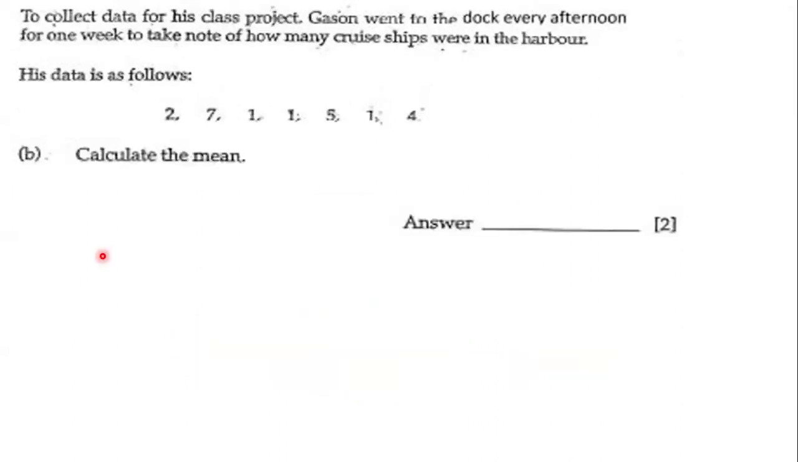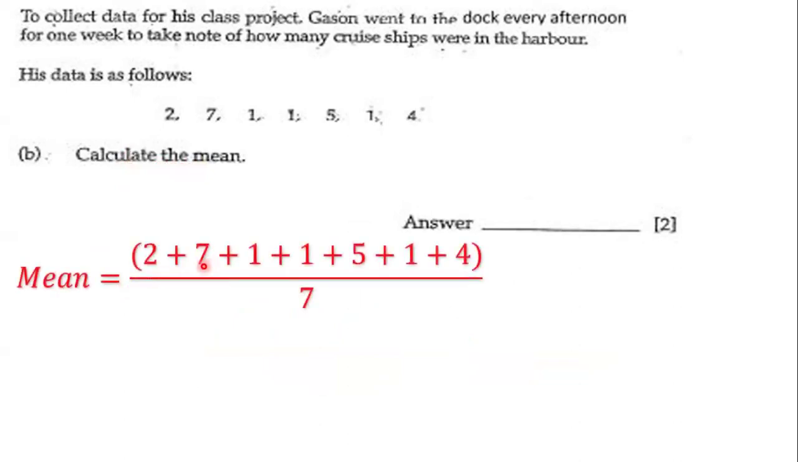Next, we need to calculate the mean. Now the mean is the average. So we're going to add up all of the values in our data set: 2, 7, 1, 1, 5, 1, and 4. We're going to add them all up and divide them by 7 because there are 7 data values: 1, 2, 3, 4, 5, 6, 7.